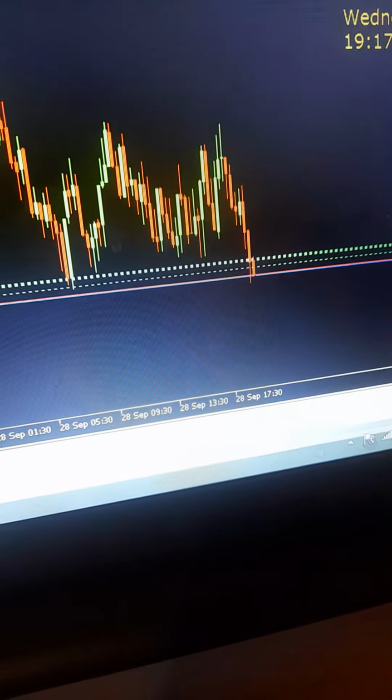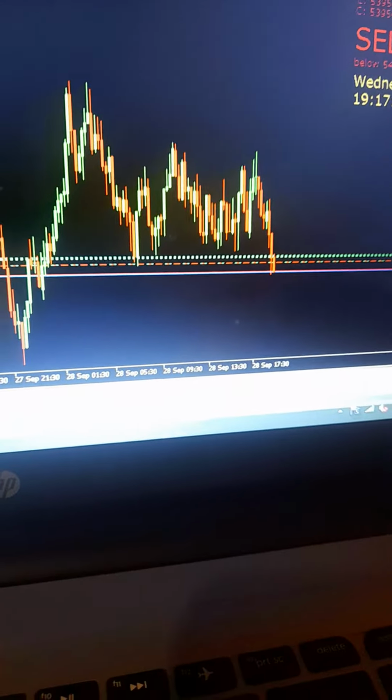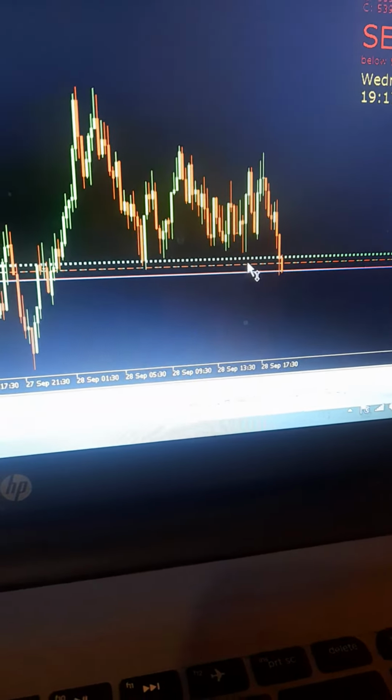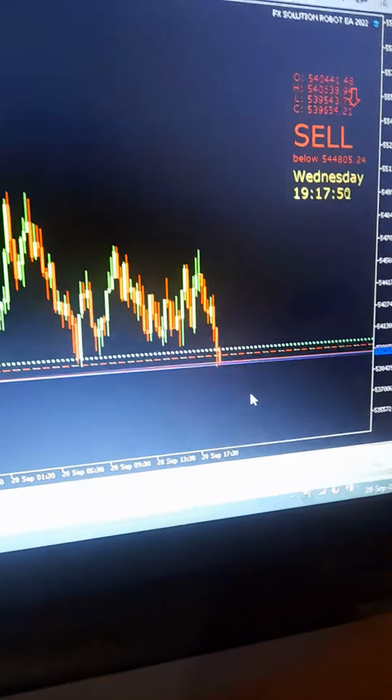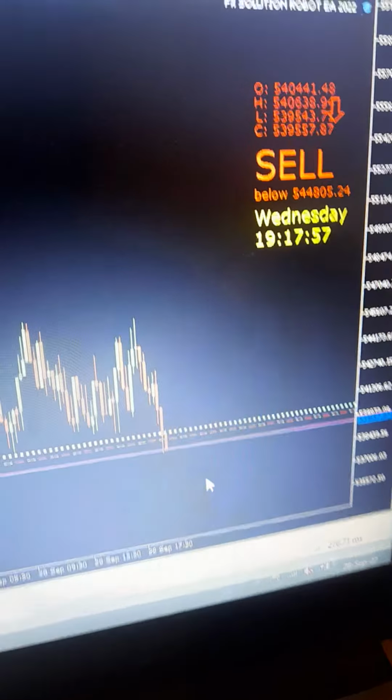You see, it's going down. That's a robot, guys. You're going to kill the market. MT5 automatically puts the stop loss. You see, automatically.